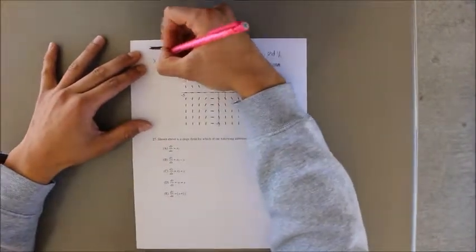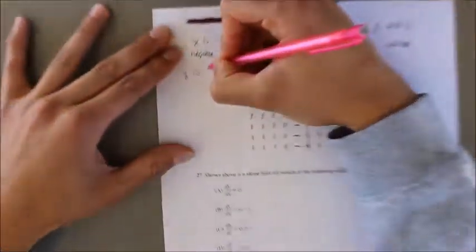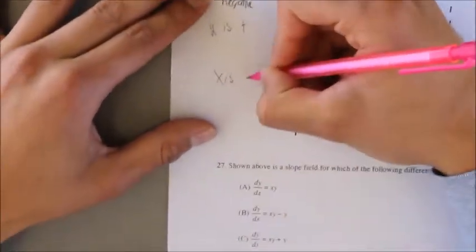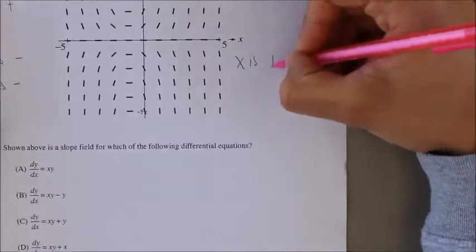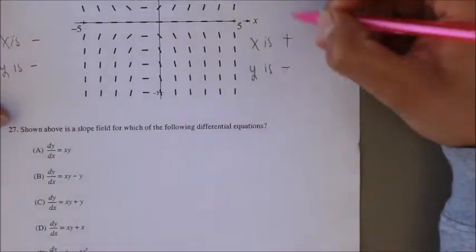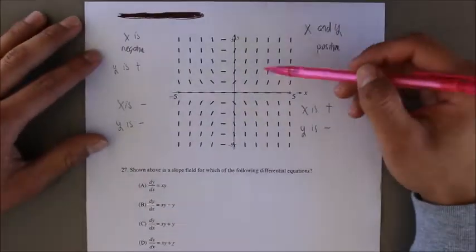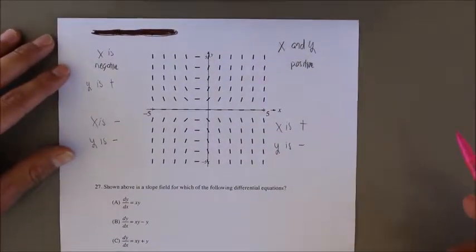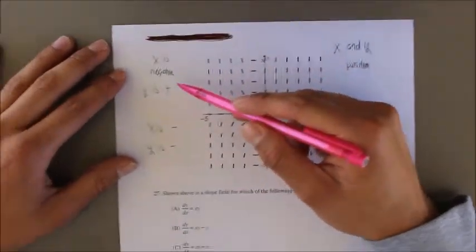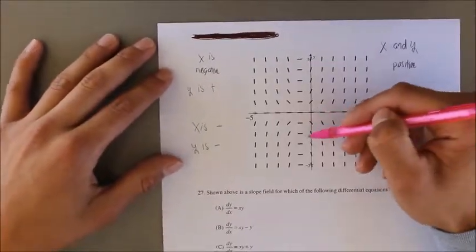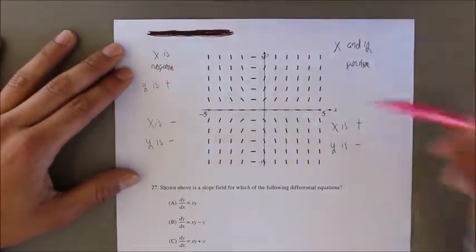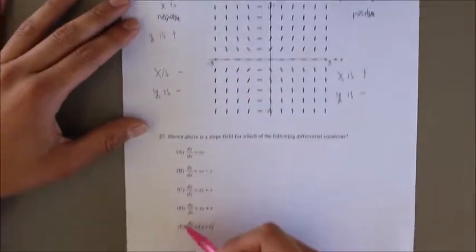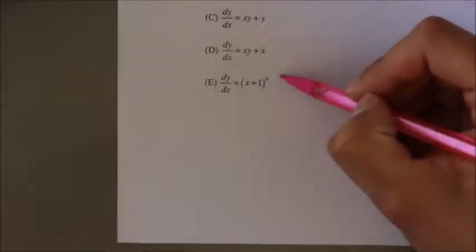Here, x is negative and y is positive. Here, x is negative, y is negative. And here, x is positive, y is negative. Since the slope here is positive, you can rule out this one, since the slope is negative all the way through. And when x is equal to -1, your slope is always 0. So that indicates this is still possible.